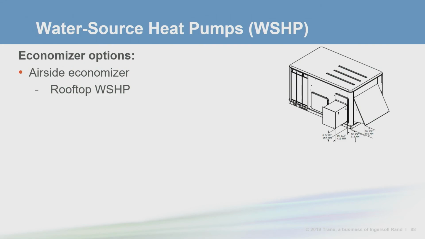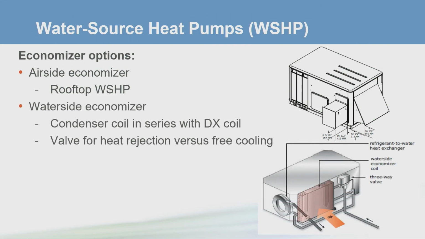Similar to a packaged rooftop unit, a rooftop water source heat pump can easily accommodate an airside economizer. On the other hand, interior water source heat pump units have a waterside economizer option. Economizing is enabled with a separate coil in series with the DX coil. A two-position, three-way valve chooses whether the cooling tower water goes to the free cooling coil or to the heat rejection coil.